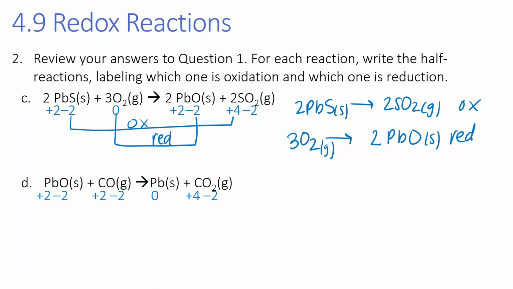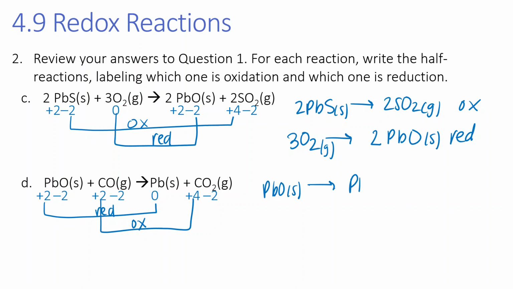Okay, last one here. So looking at my reaction, lead is going from +2 to 0. So that's my reduction. And carbon is going from +2 to +4. So that's my oxidation. So my reduction reaction is PbO solid to PbS solid. And my oxidation is CO gas to CO2 gas.